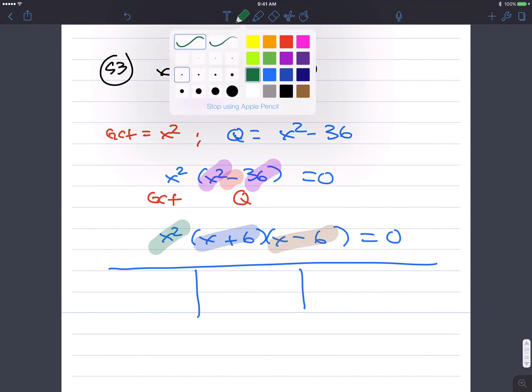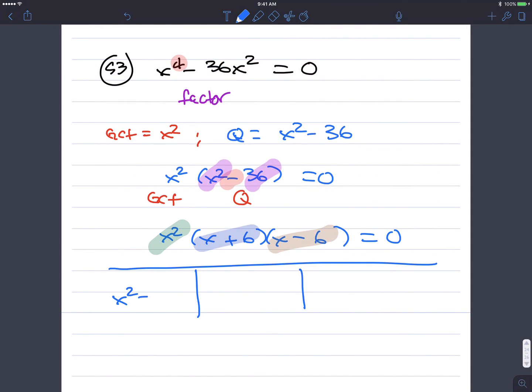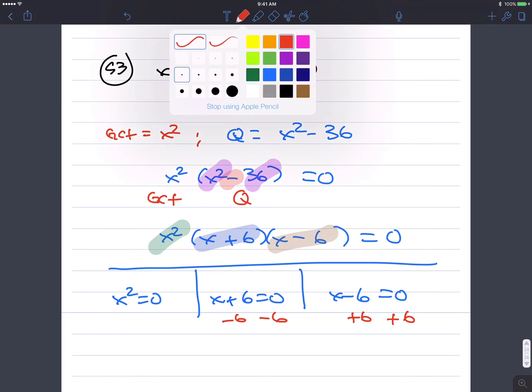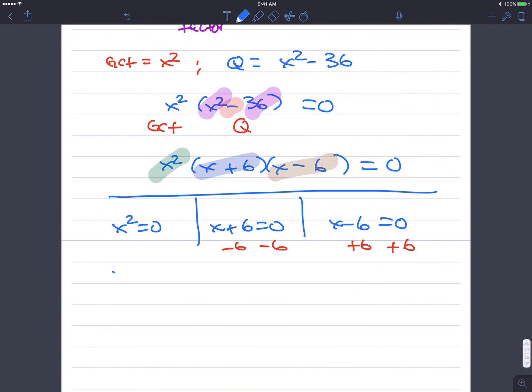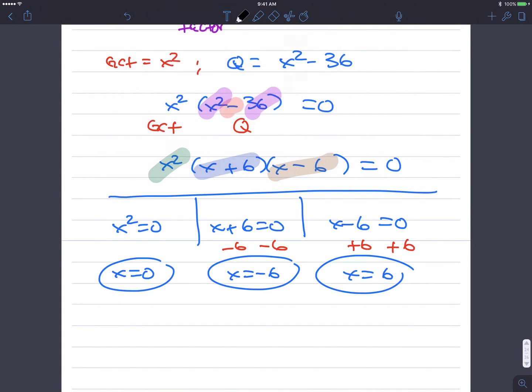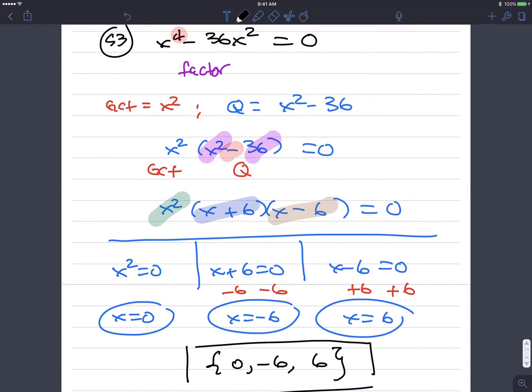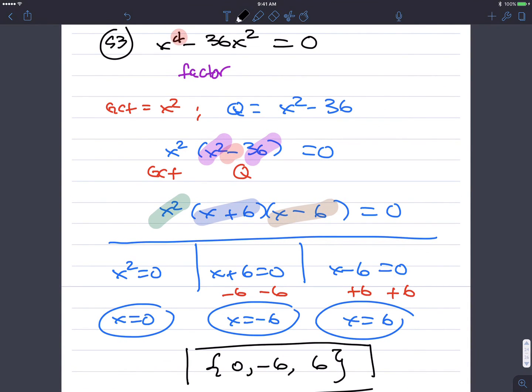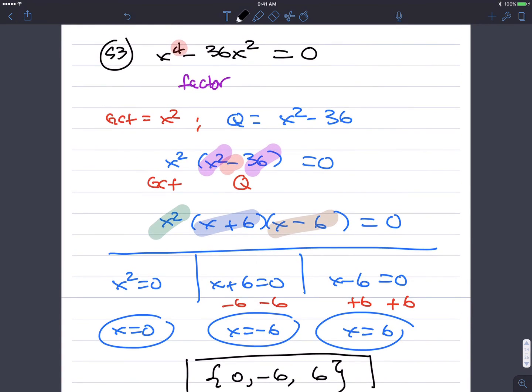All 3 of those terms get set equal to 0: x squared is 0, x plus 6 is 0, and x minus 6 is 0. We can solve this for x now. Subtract 6. Add 6. Here we go. x is 0, x is negative 6, and x is positive 6. Here are my solutions: 0, negative 6, positive 6. Same exact format like you did in the prior problem.